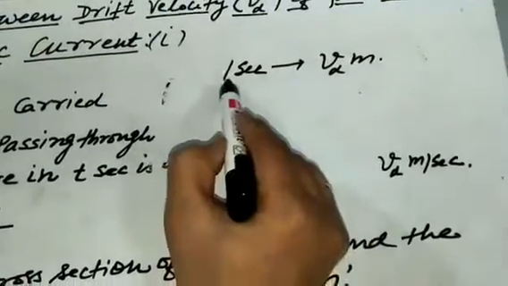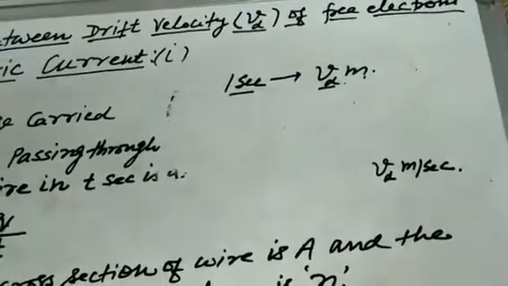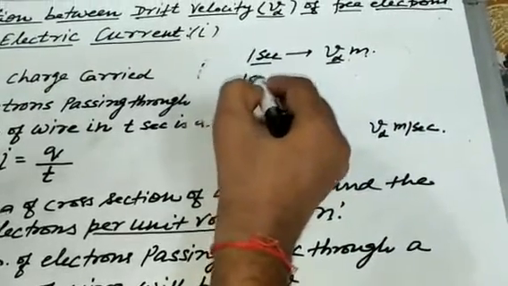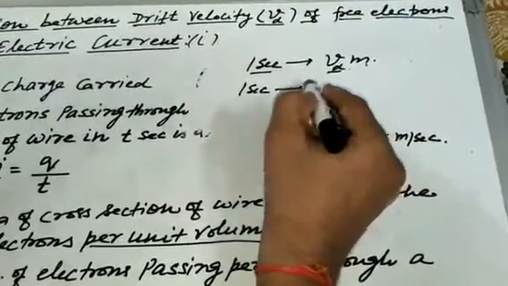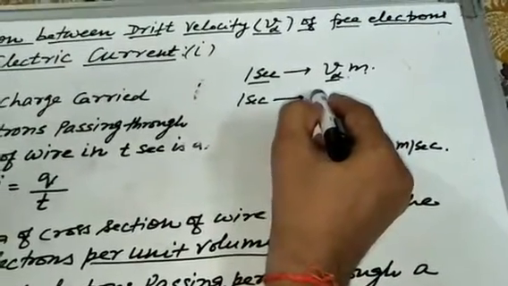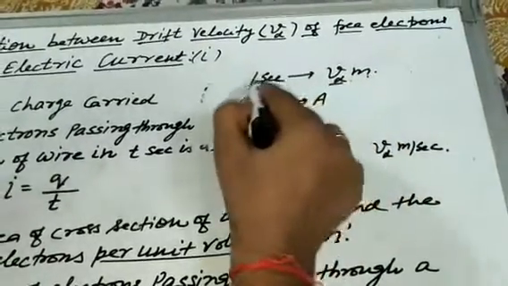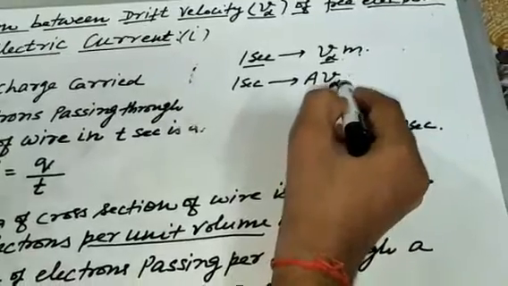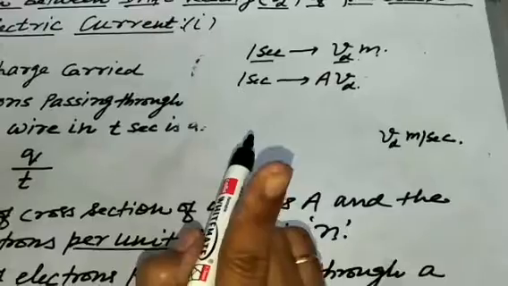So in 1 second this length is covered by the free electrons. Area of cross section of this wire is A. So in 1 second how much volume is covered? The volume means area into length. So area is A and length covered in 1 second is Vd meter. So it becomes A into Vd. This is the volume covered in 1 second.